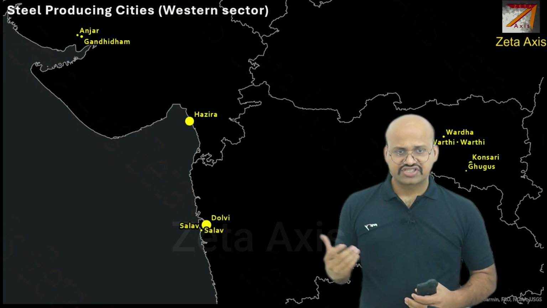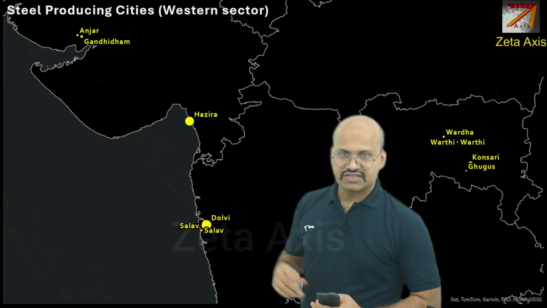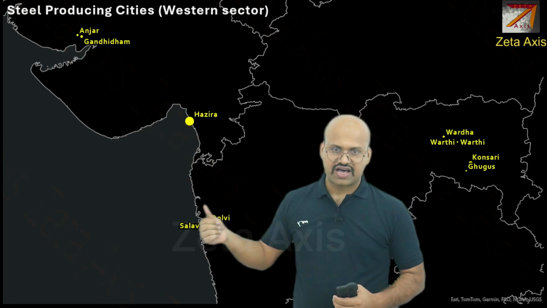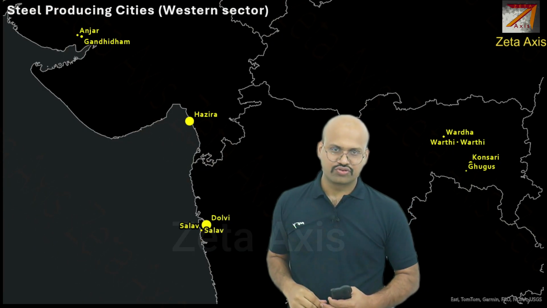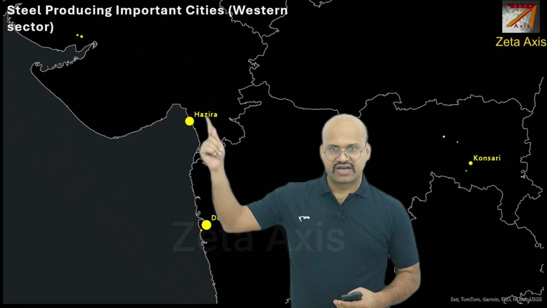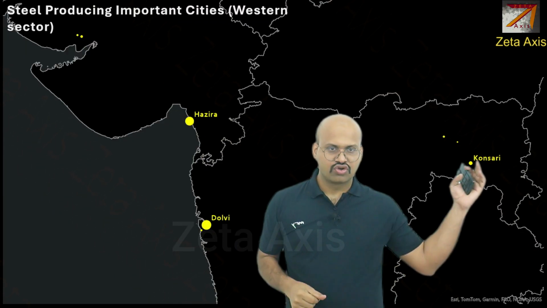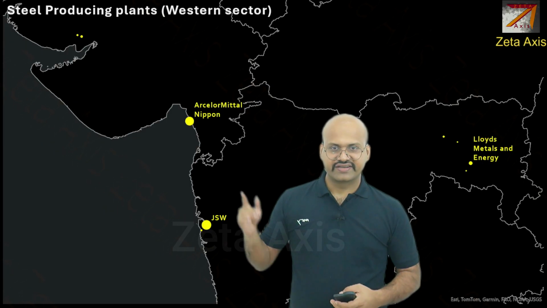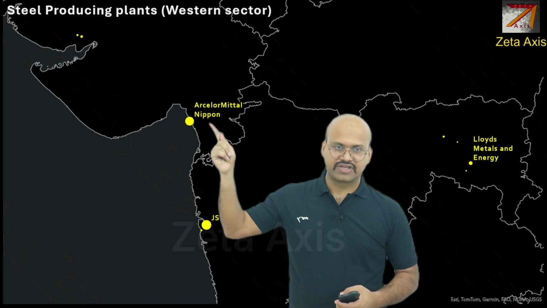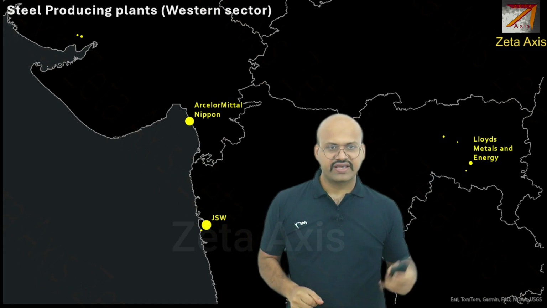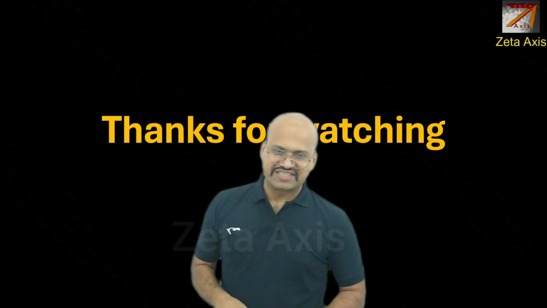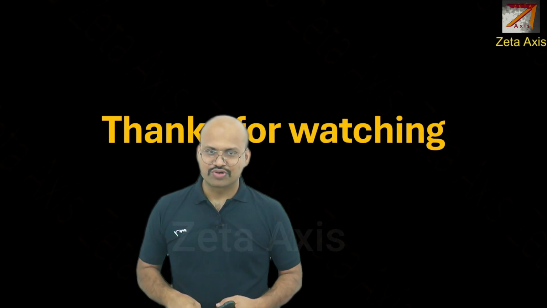Then we have the western states which produce steel, and here we can see Hazira and Dolvi or Salav here in Maharashtra. These are the two main regions which produce steel in the western states. Hazira, Dolvi and Konsari. And this is operated by JSW. This is operated by ArcelorMittal, and this is by Lords Metal and Energy. So I hope now you have a good idea of the steel producing regions as well as steel producing companies in our India.